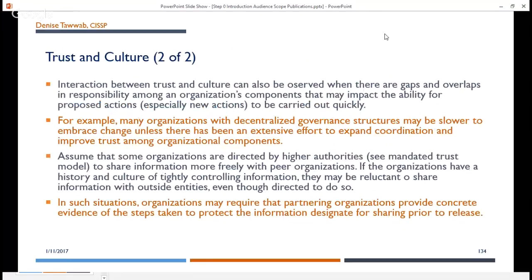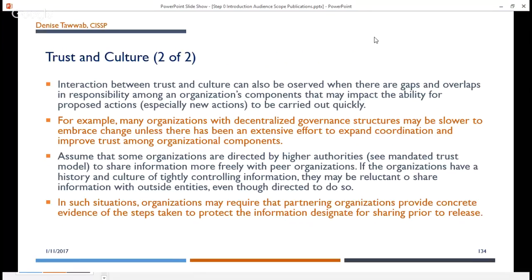Still talking about trust and culture, the interaction between trust and culture can also be observed when there are gaps and overlaps in responsibility among an organization's business units that may impact the ability for proposed actions, especially new actions, to be quickly carried out. For example, many organizations with decentralized governance structures may be slower to embrace change unless there has been an extensive effort to expand coordination and improve trust among organizational units.